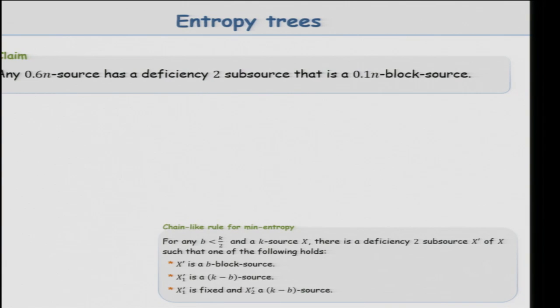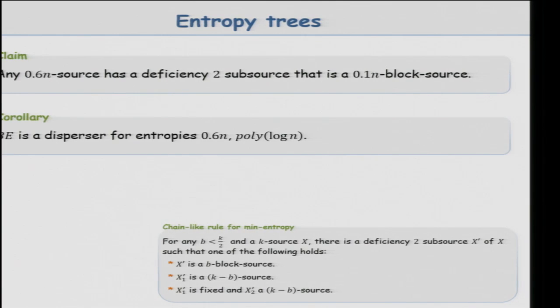But it took me a while to choose this number so that the second thing will be easier to grasp. So 0.6 is the best number you can have pedagogically to show the next claim. Anyhow, in this case, b is just everything. B is just 1, 2 till n. This is the b that you care about, in the sense that if you have a source of mean entropy 0.6n, then it has a deficiency to a subsource that is by itself, we don't have to move to some indices, by itself a 0.1n block.